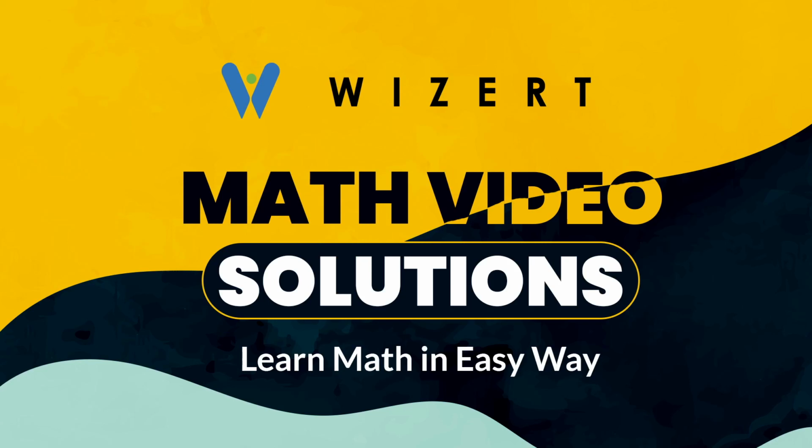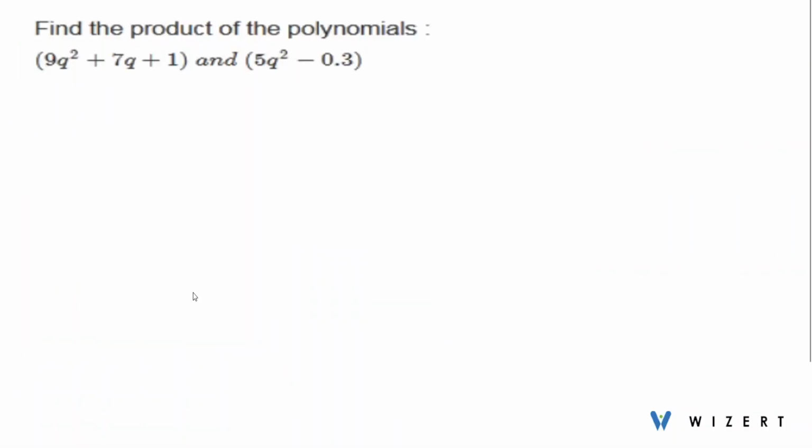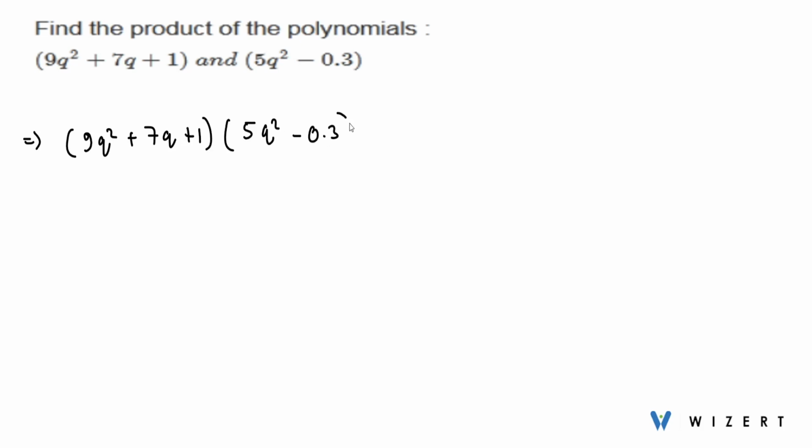So let's begin. According to the question, we have to find the product of the polynomials 9q square plus 7q plus 1 and 5q square minus 0.3. So over here we have 9q square plus 7q plus 1 and 5q square minus 0.3.